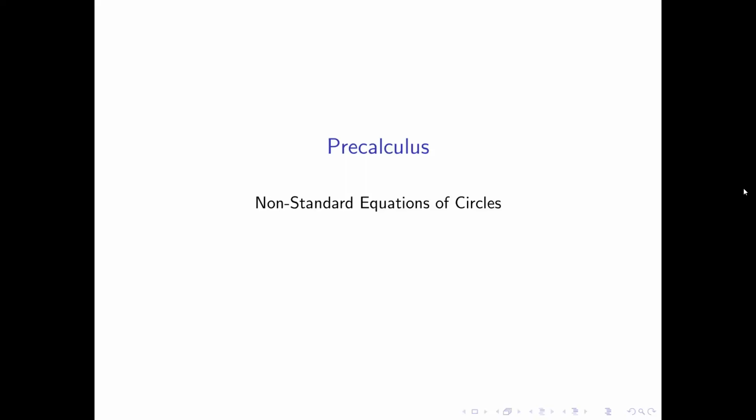Last time we introduced a standard form of an equation for a circle. In this lesson, we're going to take a look at non-standard equations of circles in order to see how to extract graphical information from those. So let's start by recalling the standard form of an equation of a circle.